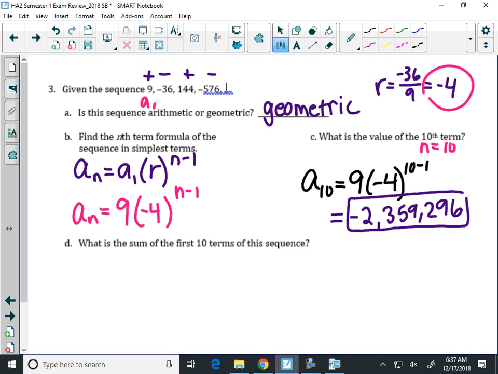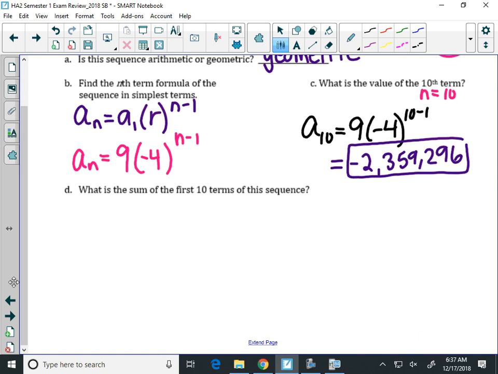Now it says in D, what is the sum of the first 10 terms? There are 2 ways that you can do this. The first way would be to use the series formula, S sub n. Okay? So if we do that, let me write the formula down here for you. Okay. That is the formula for the sum of the series. You are welcome to use this formula. So let's see how it works, and then I'll show you the second option. If I use this formula, I put a sub, it shouldn't be a sub n, I'm sorry, it should be a sub 1 right here.